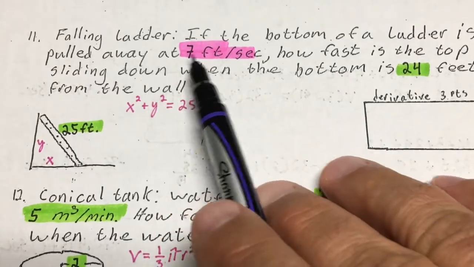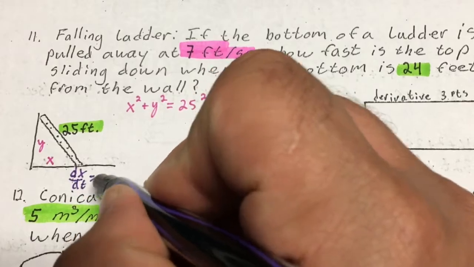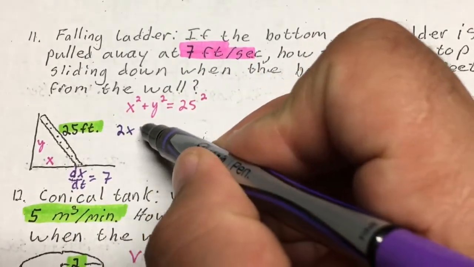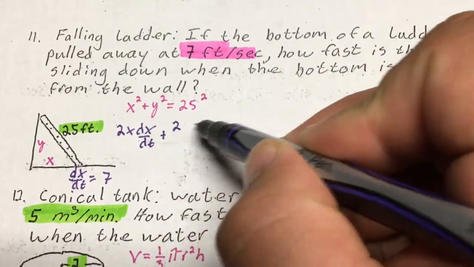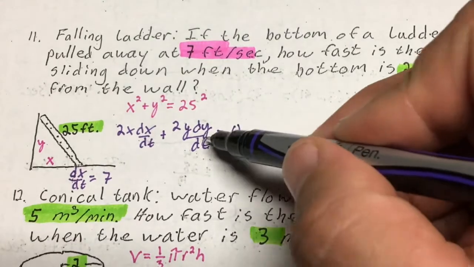from the particulars pulled away at 7 feet per second. That'll show up later. That's dx/dt is what they're giving me. I have the Pythagorean theorem set up here, and what I want to do is take the derivative. So that's going to be 2x dx/dt plus 2y dy/dt. And the derivative of 25 squared is 0 with respect to time.